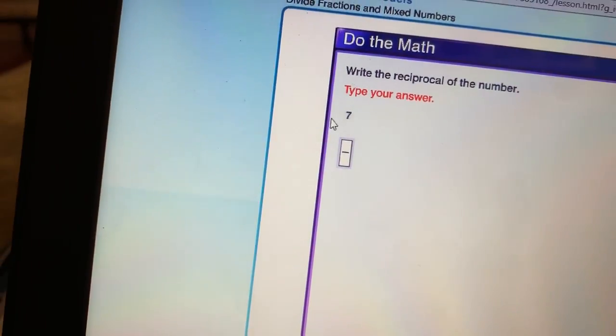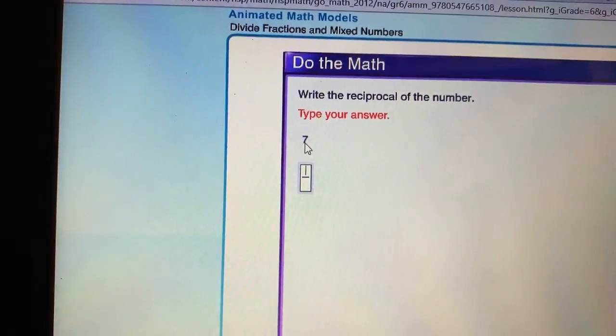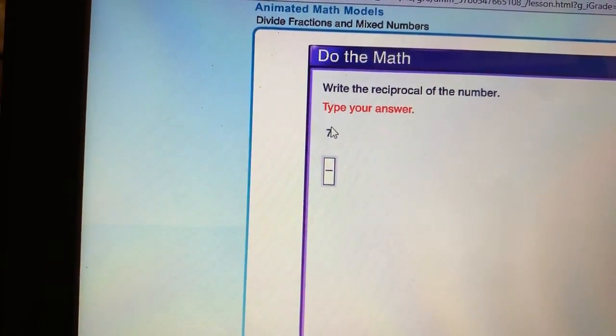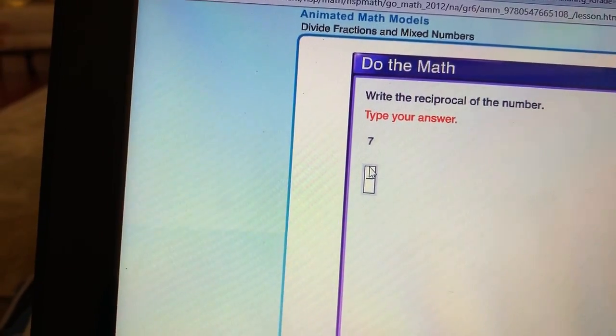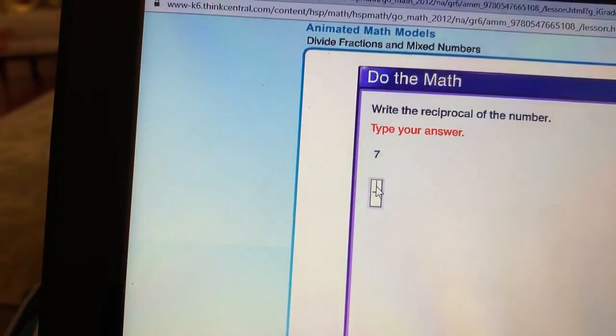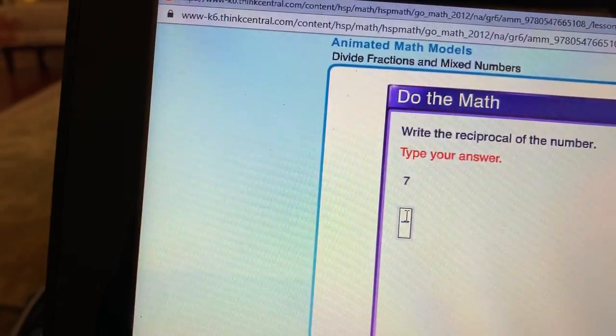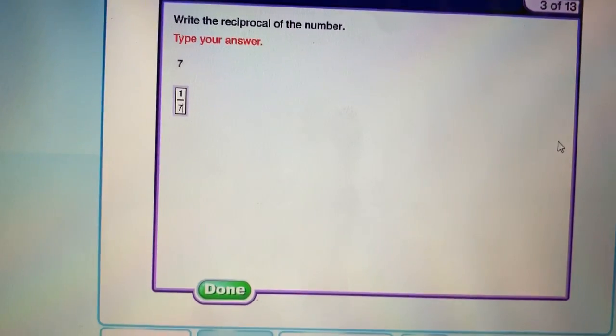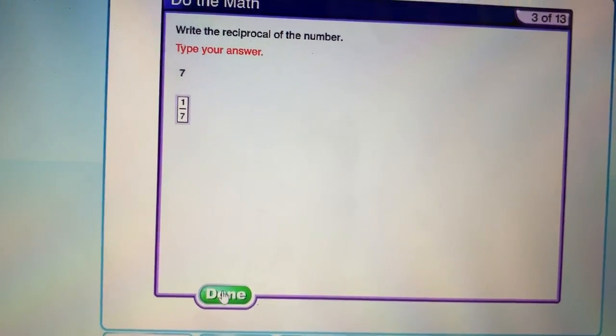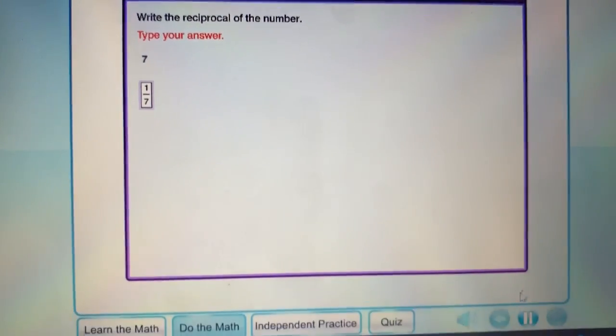Now you have a 7 here. This is going to be a little bit tricky. So since we're talking about fractions, you got to take your 7 and put it over 1. Then you do the reciprocal of 7 over 1, and that's going to be 1/7. Okay? All right, let's look at the next one.